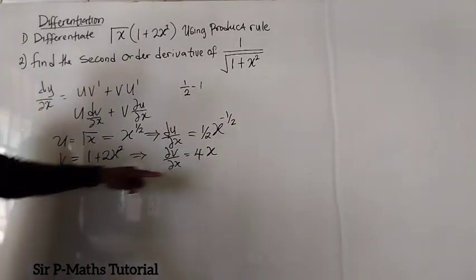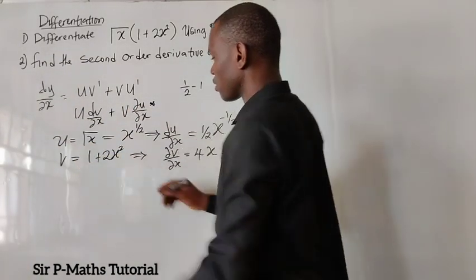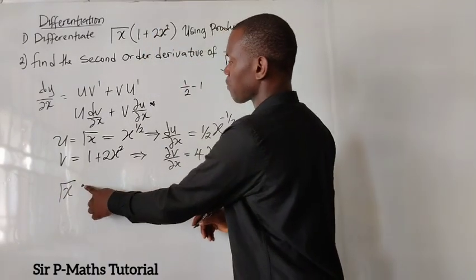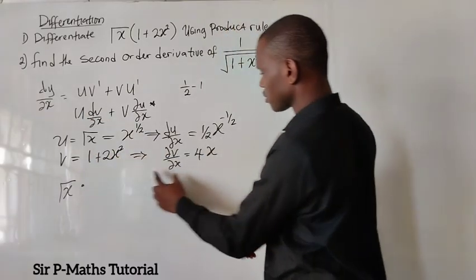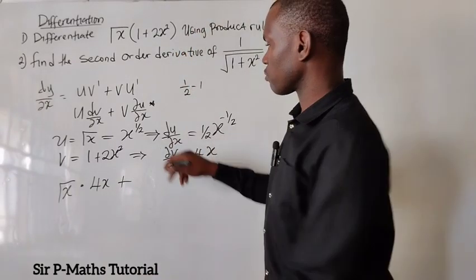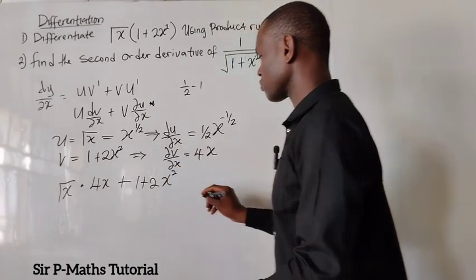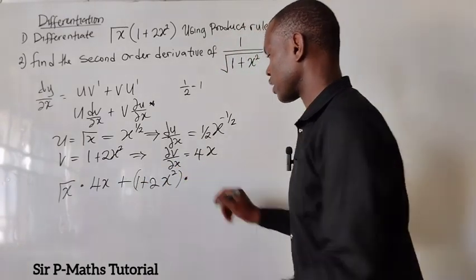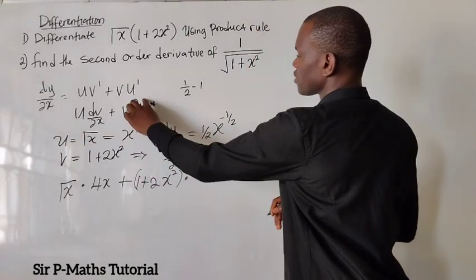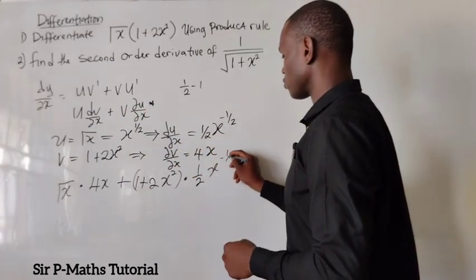Then let us substitute into this function or formula. So my u is the square root of x. I'll keep it, square root of x, multiplying the derivative of v, which is this, 4x. So I'll have 4x plus, keep v now. My v is this, 1 plus 2x raised to the power 2, multiplying our derivative of u, which is this, 1 over 2x raised to the power of minus 1 over 2.